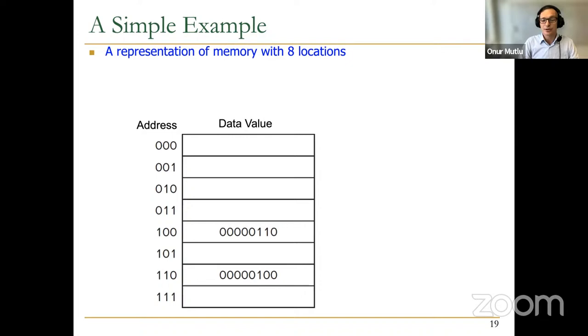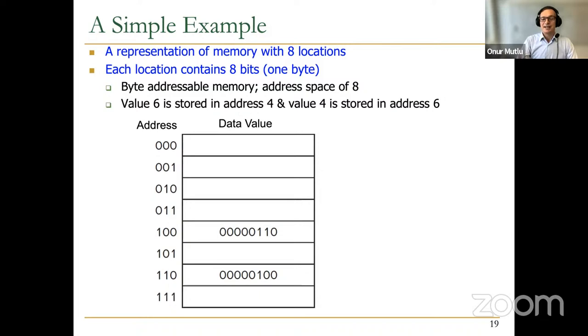And each location in this particular case contains 8 bits, so 1 byte. So it's a byte addressable memory, as you can see over here. So address space is 8, as you can see. And if you look at what values are stored in what address, let's take a look. I didn't populate data values over here, but I populated 2 examples. You can see that address 4 stores a value of 6, and address 6 stores a value of 4. Clearly, this is very easy for you, hopefully, at this point.